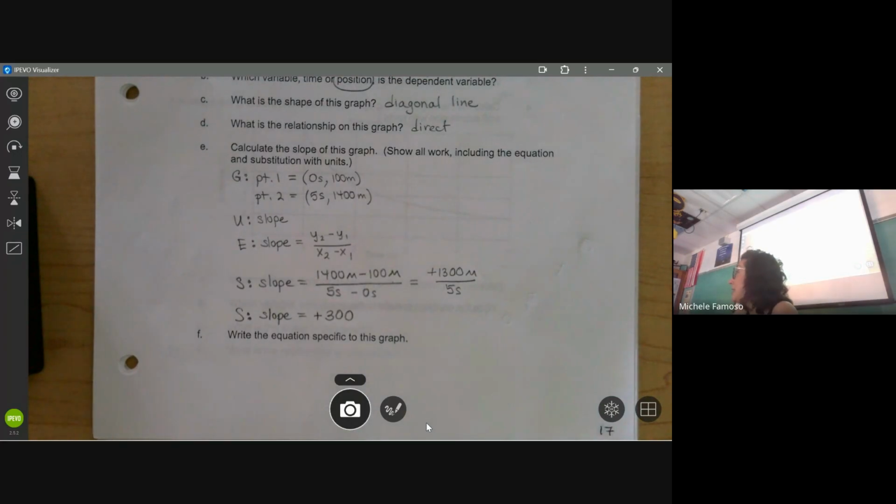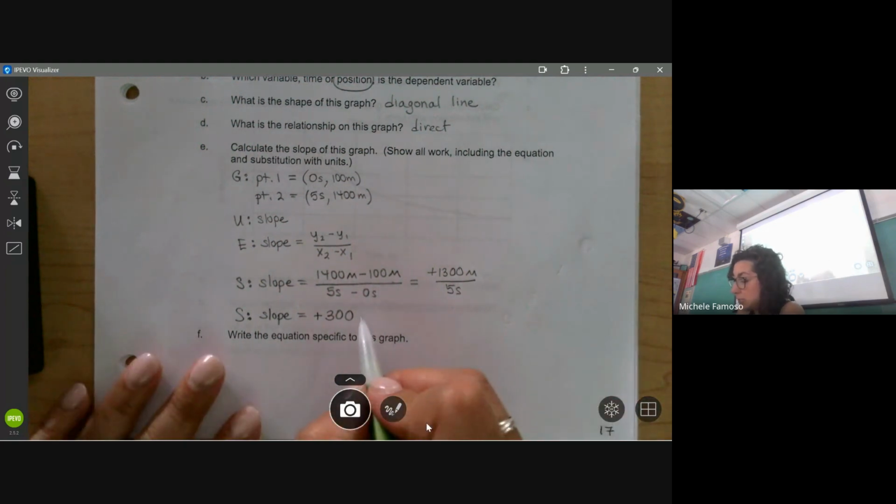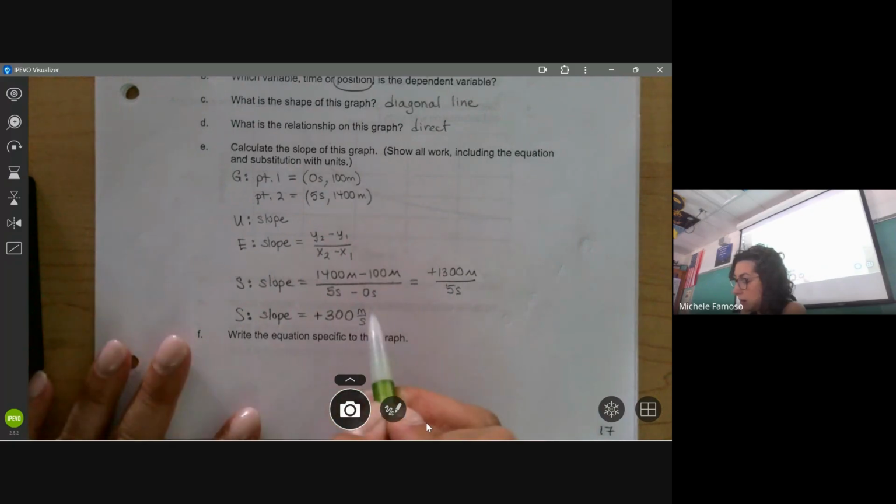You will learn next week what that positive sign means. It has a meaning in physics. The units of this come right from here. What do you think the units are? M over S, a meter per second.